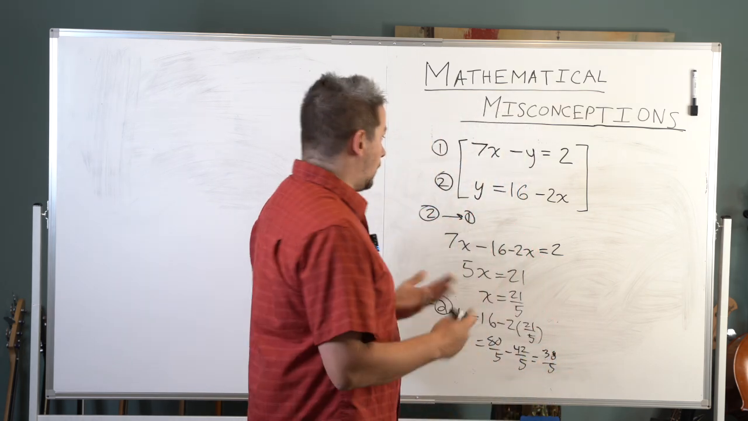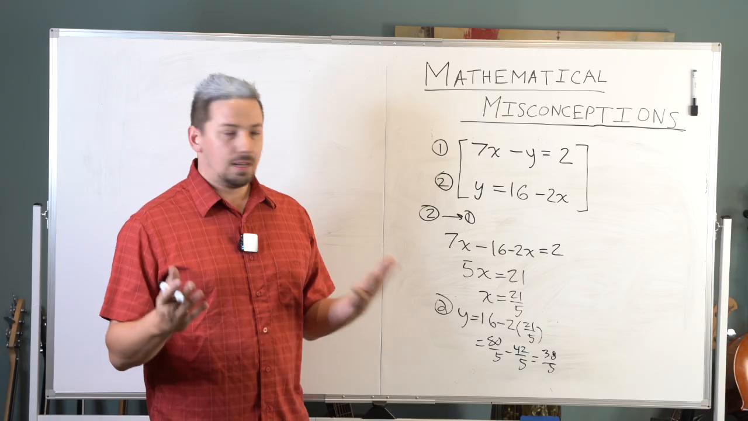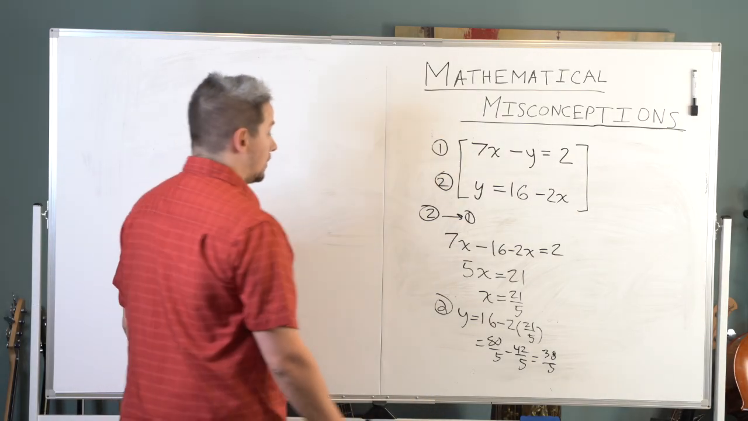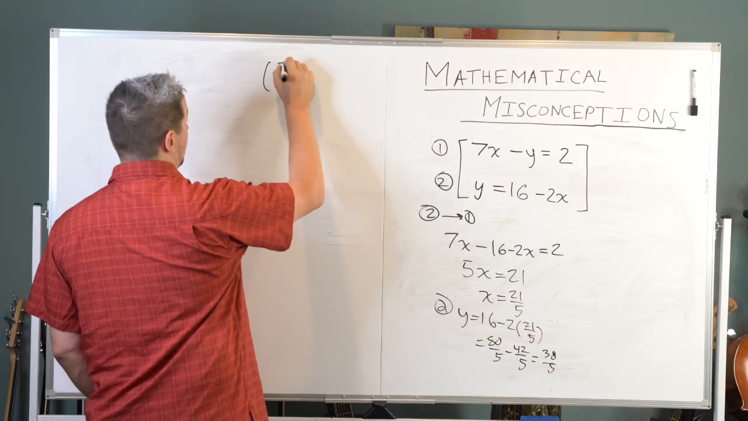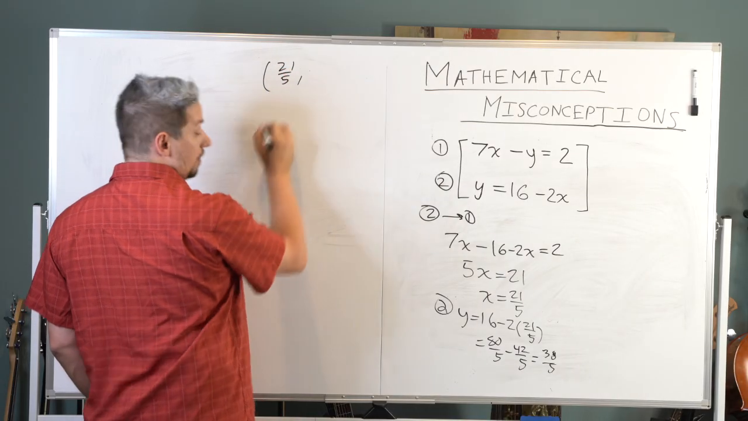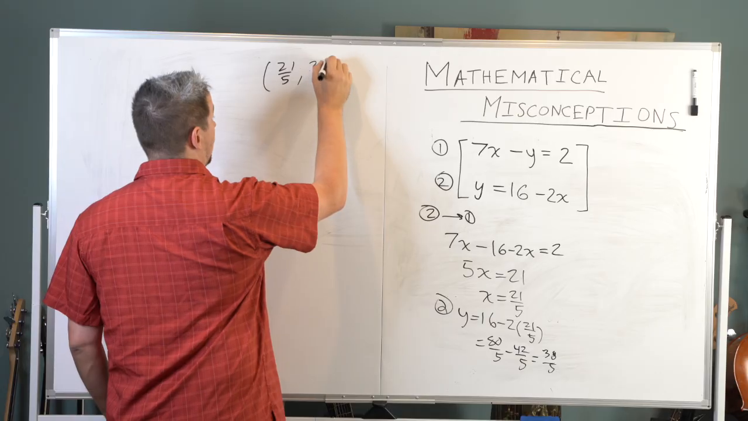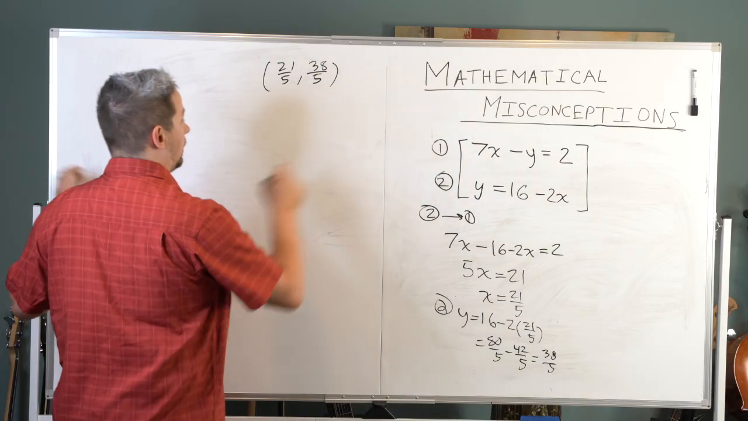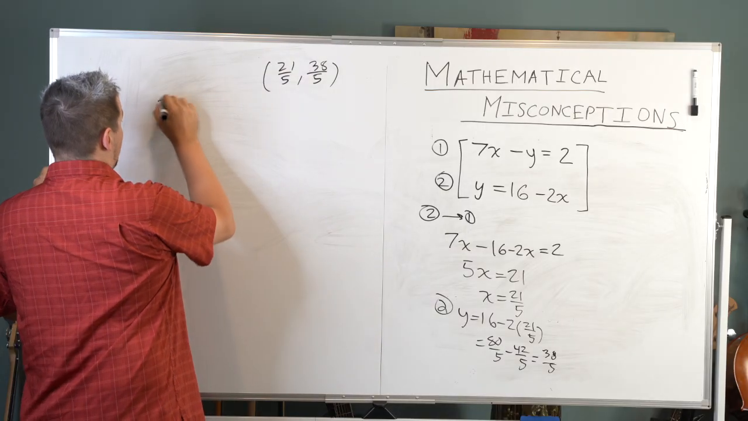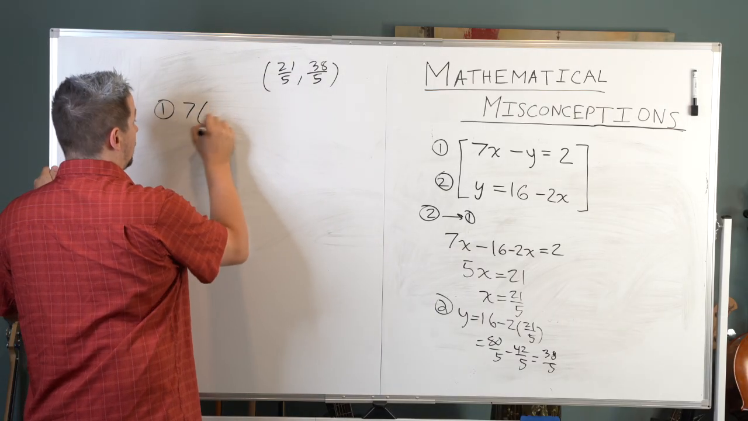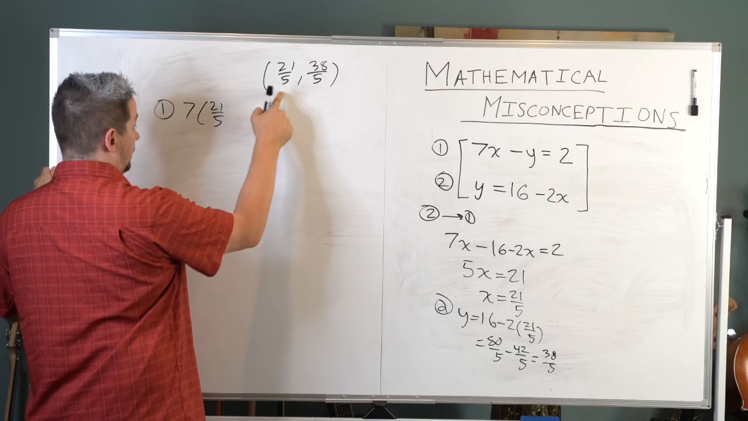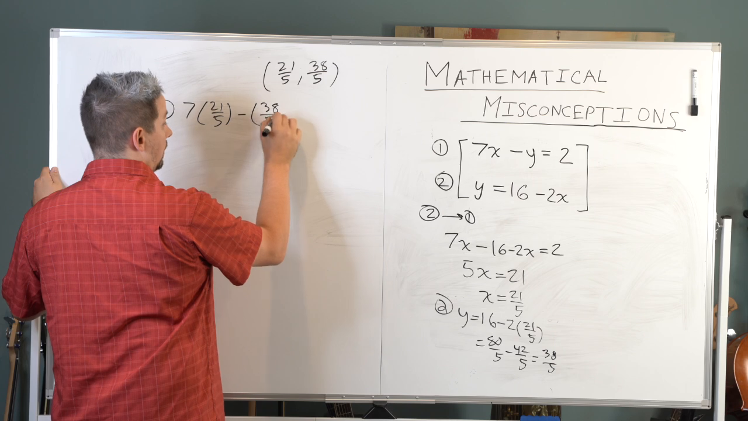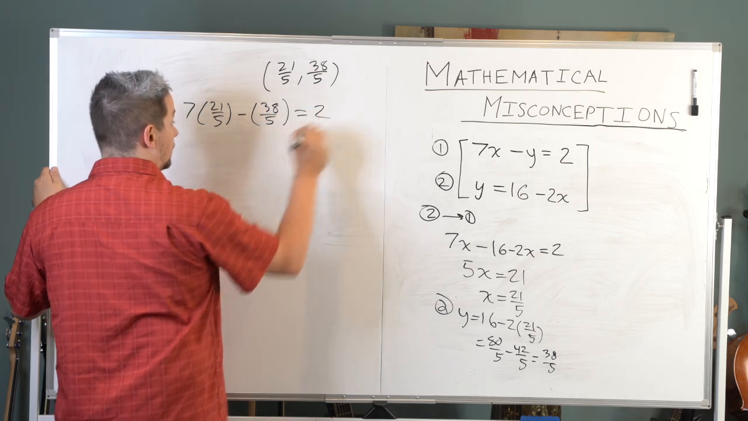All right, so then what we have to do here is plug this in and verify that it works. So let's plug it into equation 1. Our proposed solution is 21 over 5, comma, 38 over 5. All right, let's try it in equation number 1. So in 1, we can plug in 7 times 21 over 5, that's our x value, minus 38 over 5. And we're going to pray to God that's equal to 2.